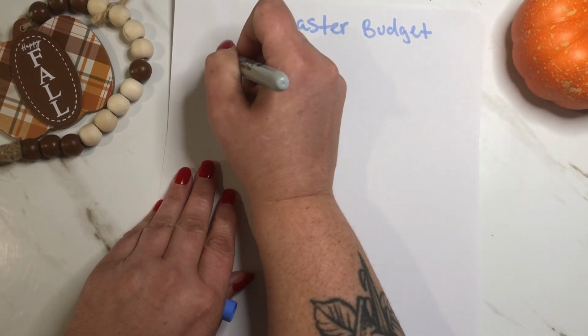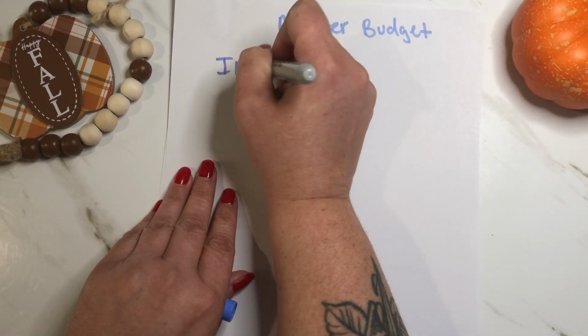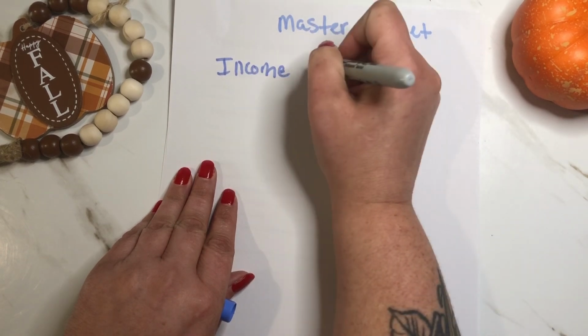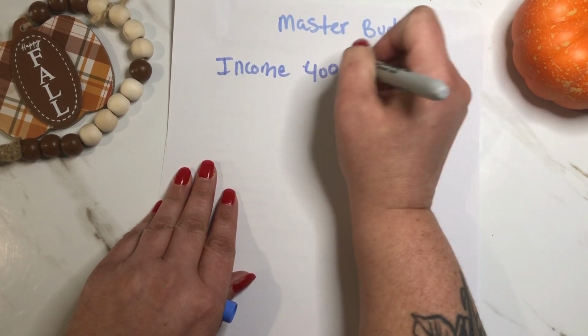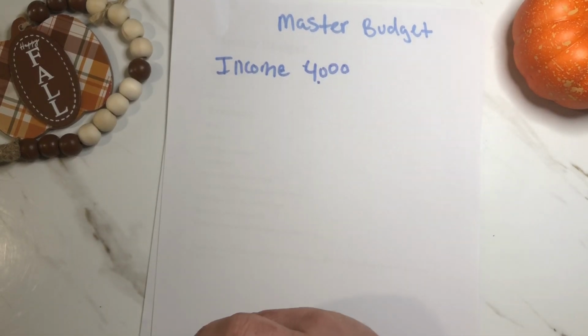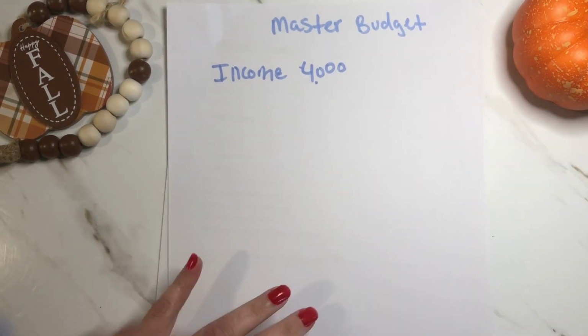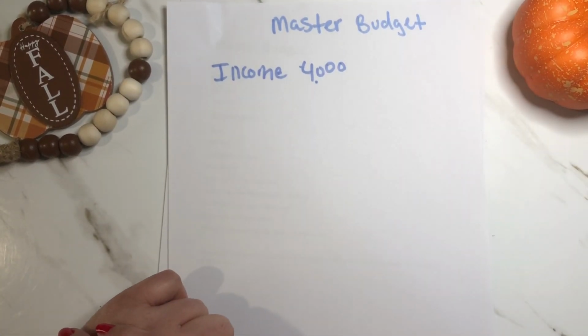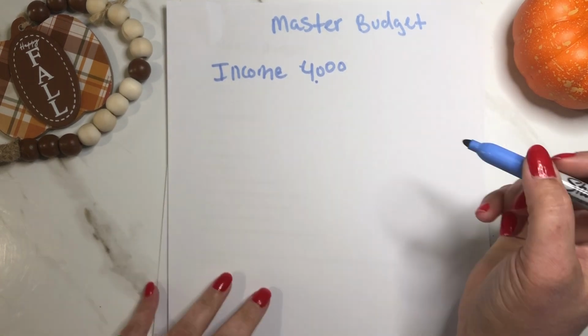So you're going to have income. And let's say this person makes $4,000 a month. We're just going to average it. This is what your average income is. Some months people may have higher or lower based on things like side hustles, but we're going to go on what your average is. So income, with all side hustles and everything, on average is $4,000 a month.